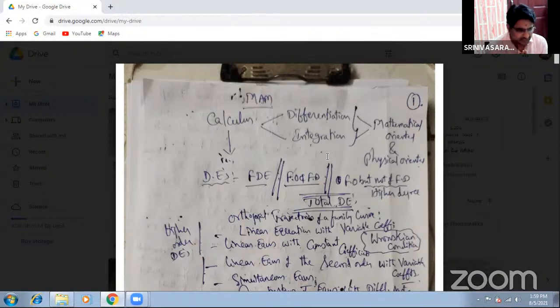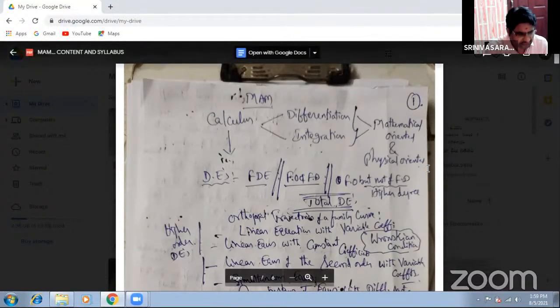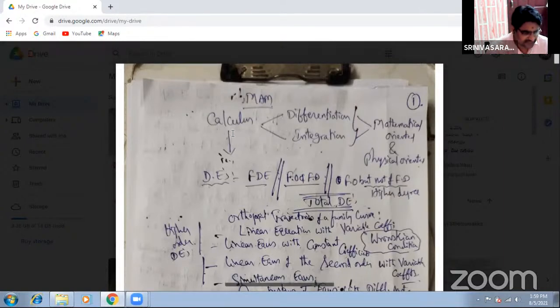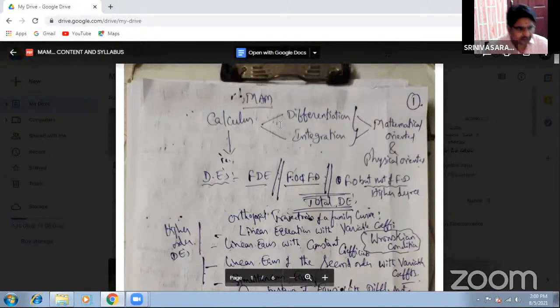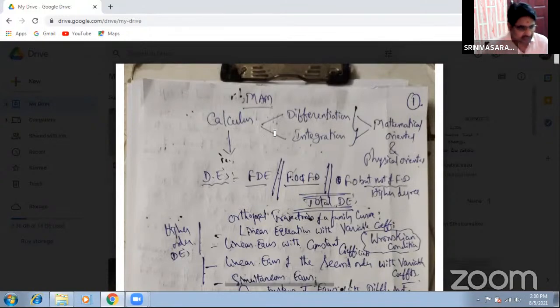Now, first of all, we have to begin with this. Methods of applied mathematics is defined from the basic concepts of calculus. Anyhow, this is the first class and welcome to all. Good morning to everybody here. Now, methods of applied mathematics is defined from the calculus part, that is the differentiation and the integration. This is a mathematically oriented and physically oriented concept.